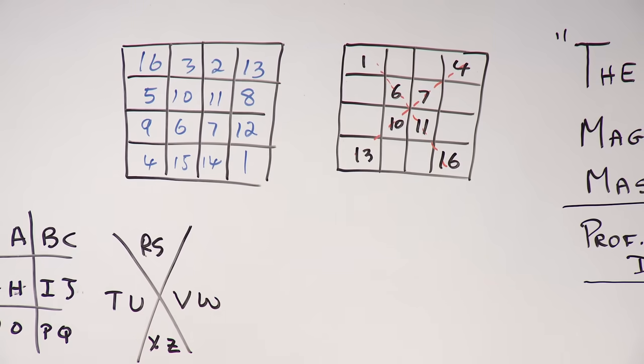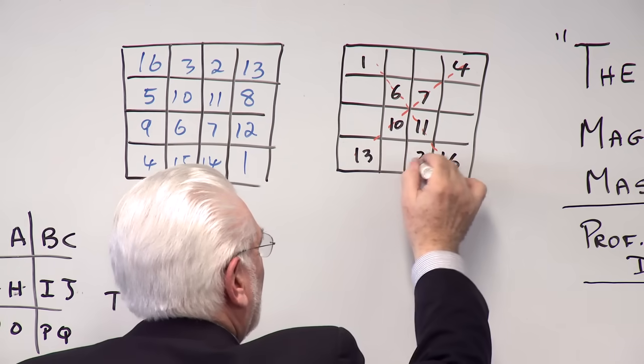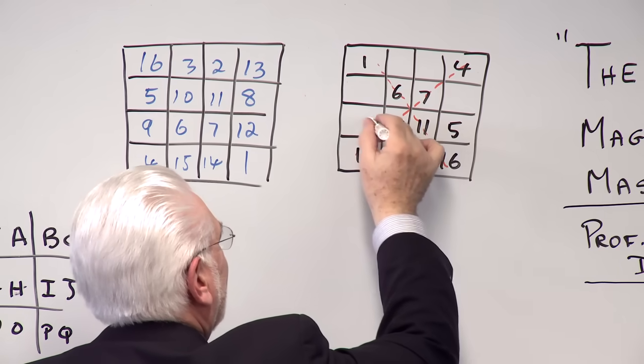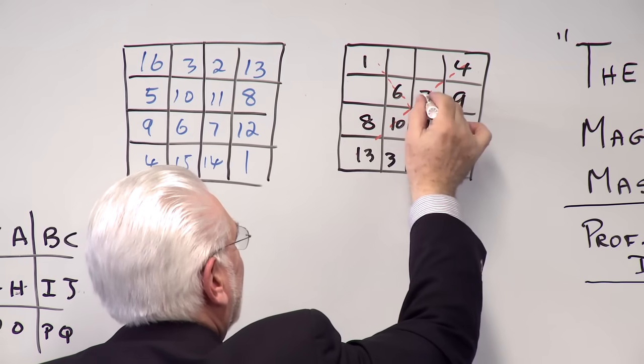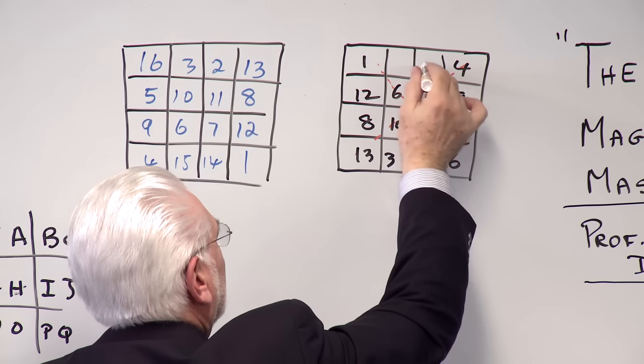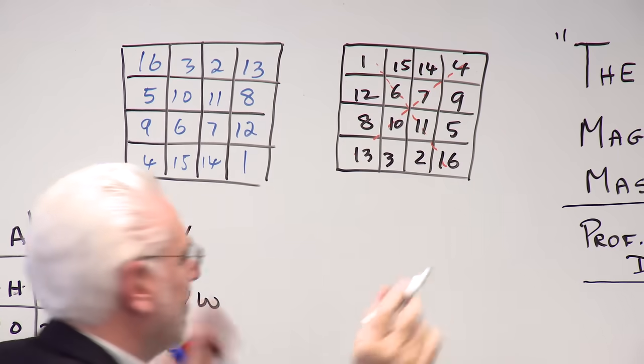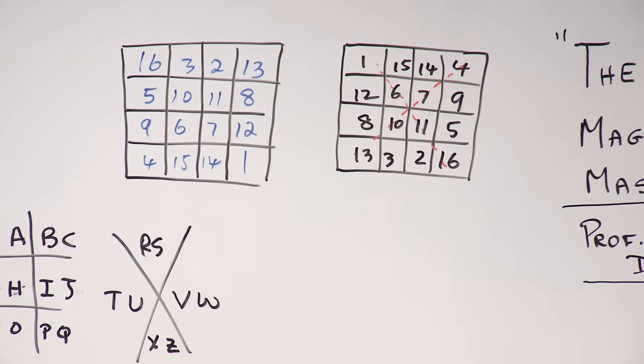Then you go backwards, and you fill in the rest. 1, 2, 3, 4 through 16. Guaranteed, everything adds up to 34. Okay?